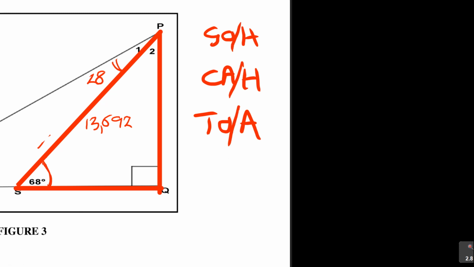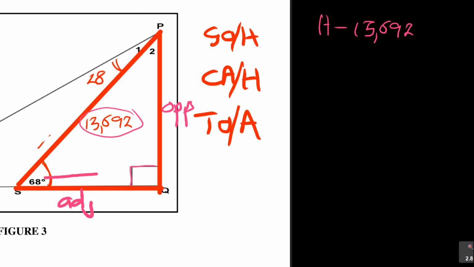Then you ask yourself, which one will work? From here, you have to ask yourself, what did they give me? Number one, I've got the hypotenuse, which is 13.692. Then I've got the angle. Now I need to identify my opposite, hypotenuse and adjacent. This one is my adjacent side. See, this is my opposite side. Why? Because this line has the 90 and the 68 is the adjacent.